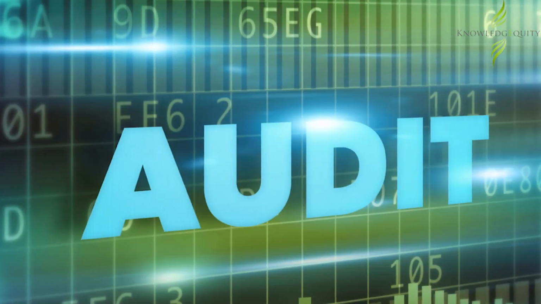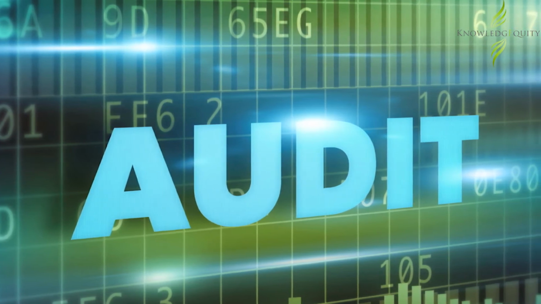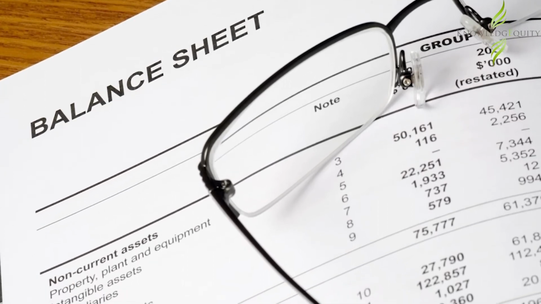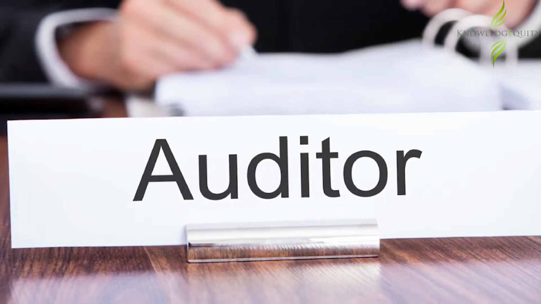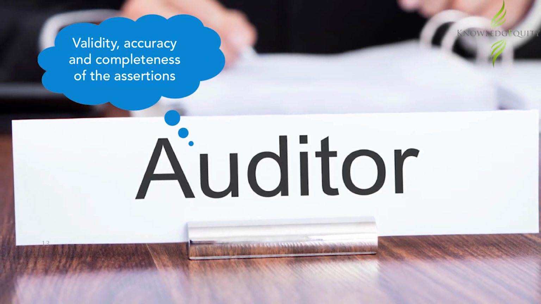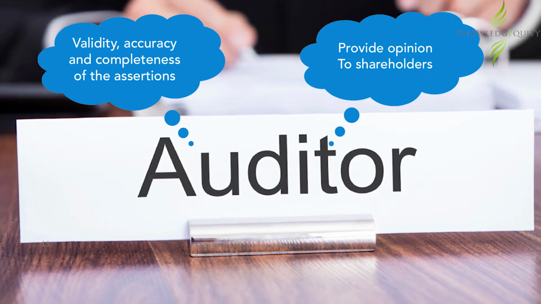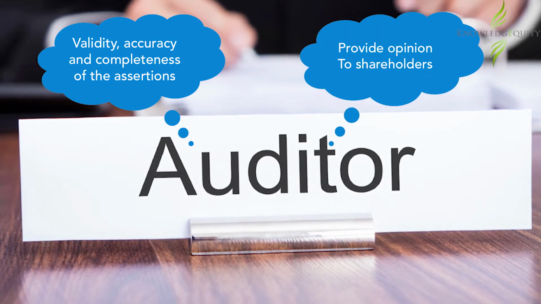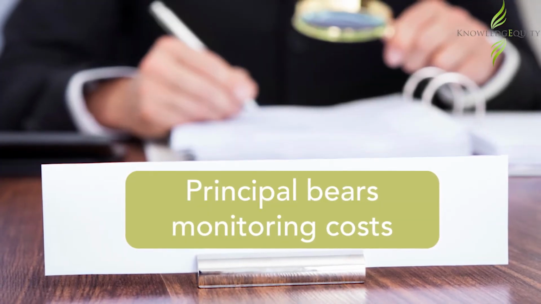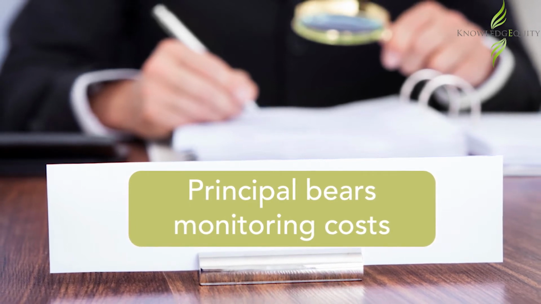An external audit of a company's financial statements is an example of a monitoring cost. The directors of the company are responsible for preparing the financial statements. The external auditor would check the validity, accuracy, and completeness of the assertions made by management in the financial statements and provide an opinion to the shareholders of the entity. The cost of engaging an external auditor is a monitoring cost, and this is ultimately borne by the principals.